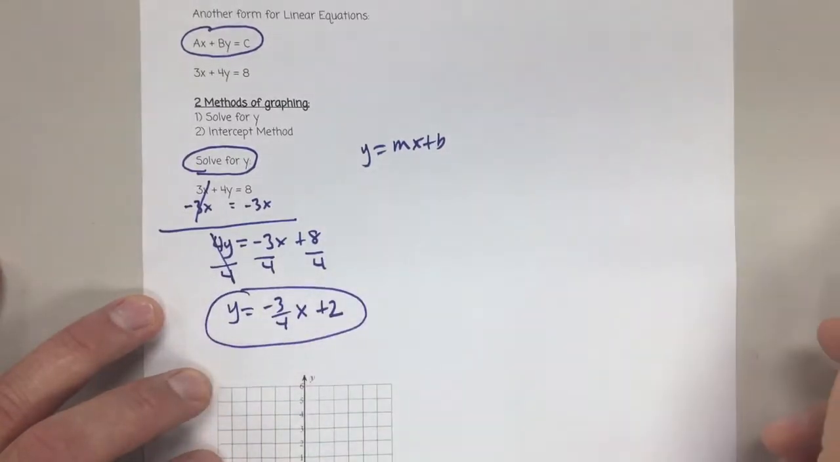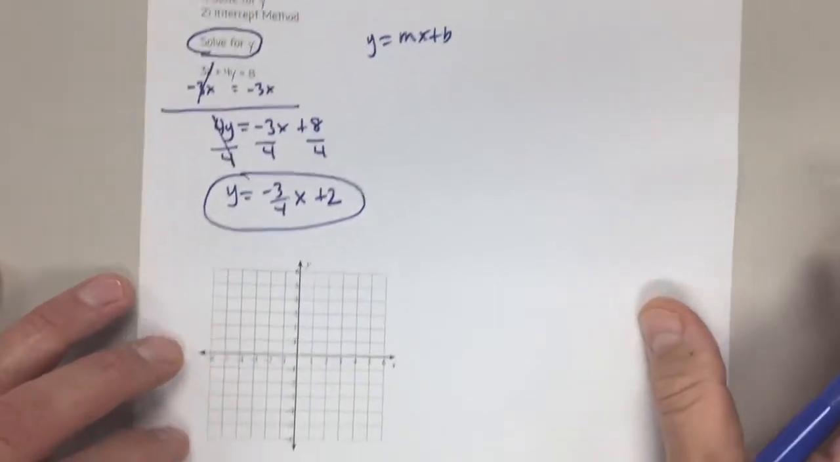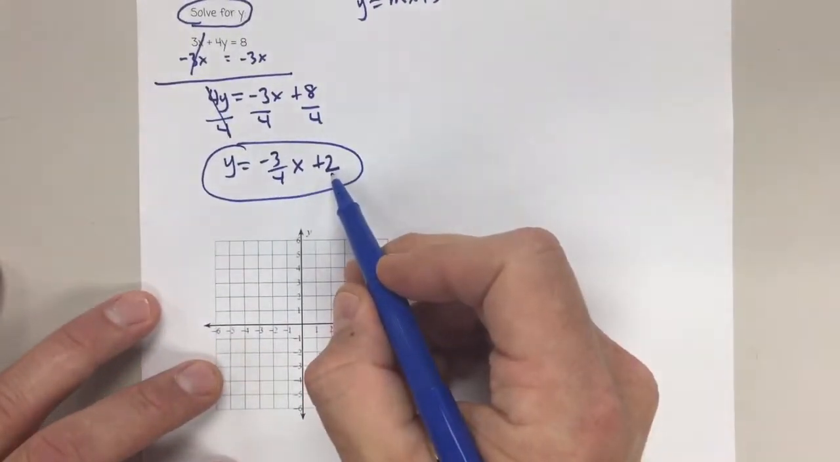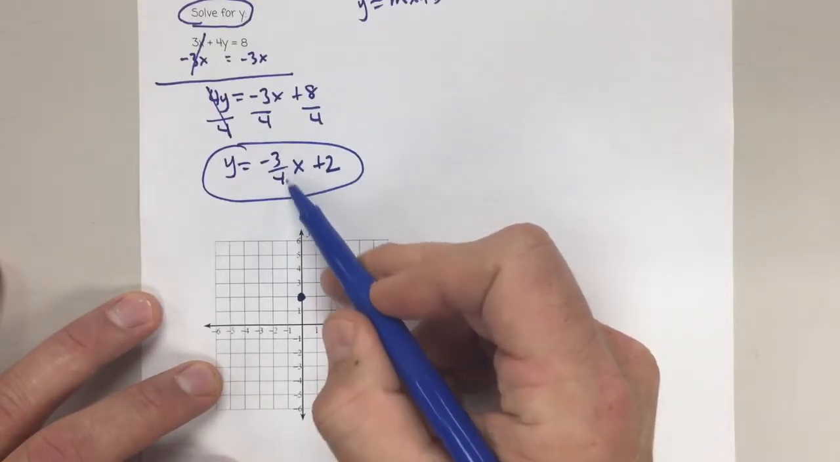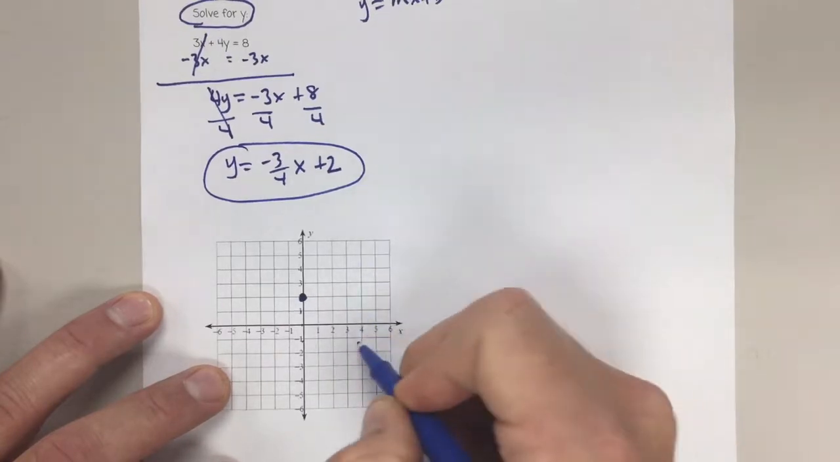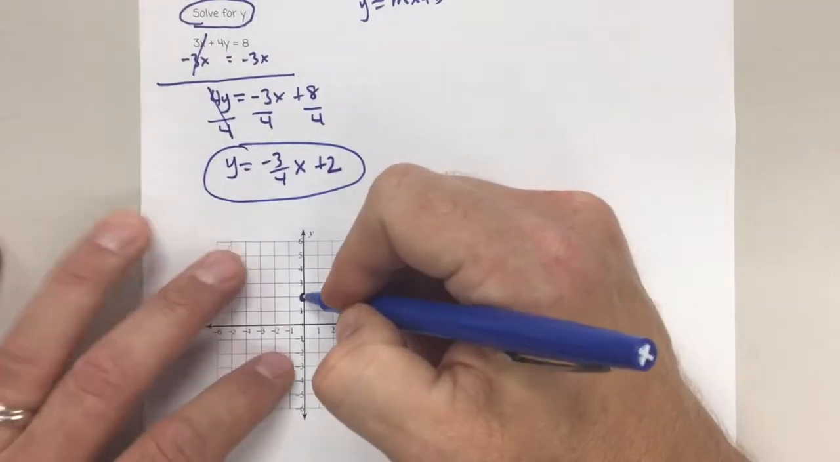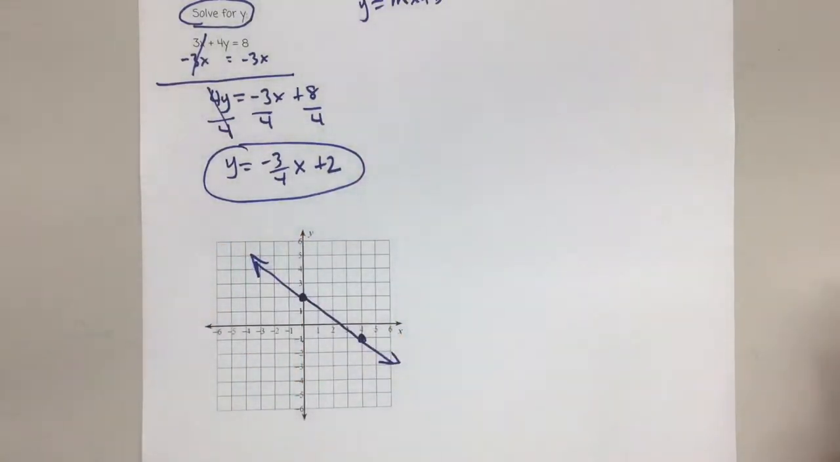Now this equation is in y equals mx plus b form, which makes it easy to graph. Because now I just start at the y-intercept, 2. And then I use the slope, which tells me down 3 over 4. Down 3 over 4. And now I can connect them, and that's my line.